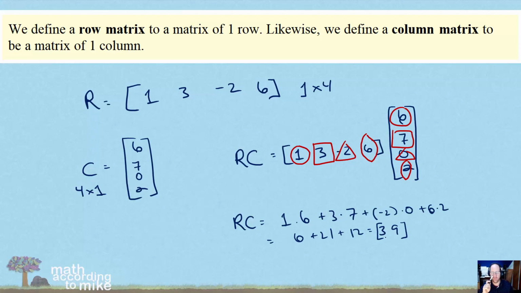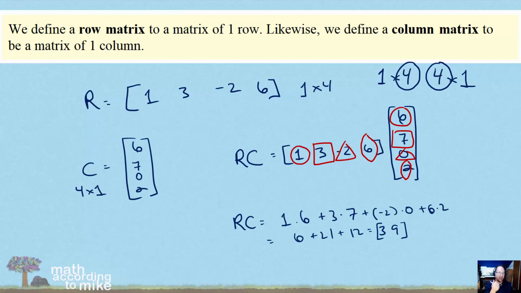Okay, so to multiply a row and a column, you must have corresponding entries. Well, what made them corresponding entries? Well, R was a 1 by 4, and C was a 4 by 1. So what had to be true in order to multiply and have corresponding entries? Notice that is the number of columns of the first matrix must equal the number of rows of the second matrix. So let's back up, because you can rewind.